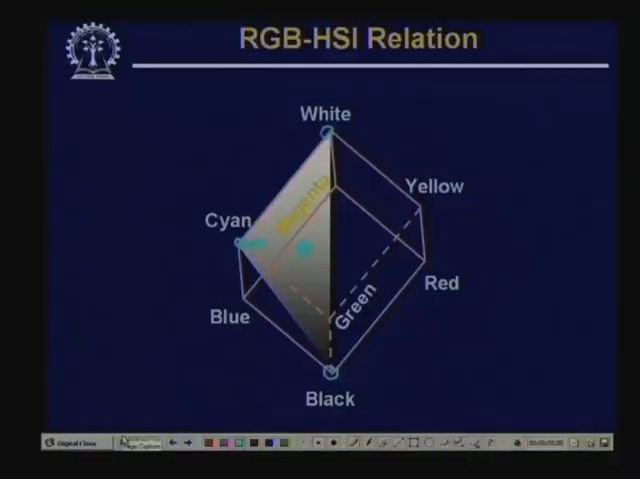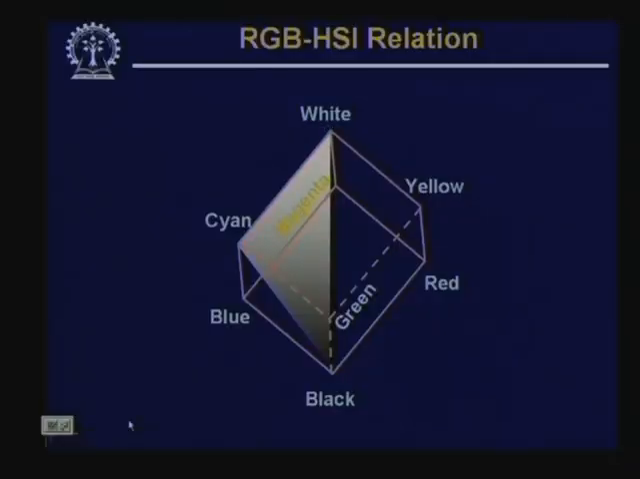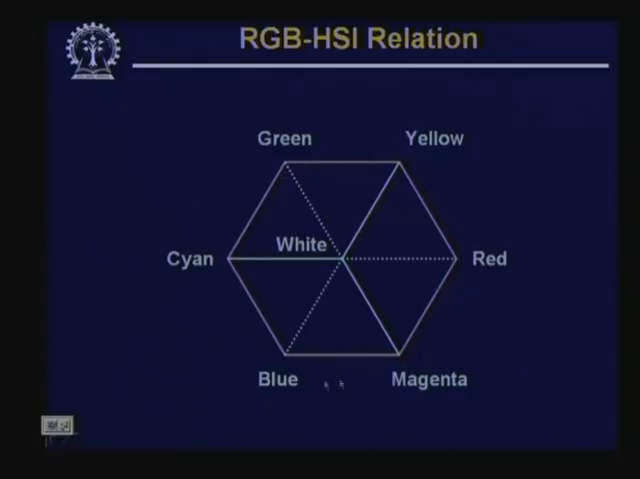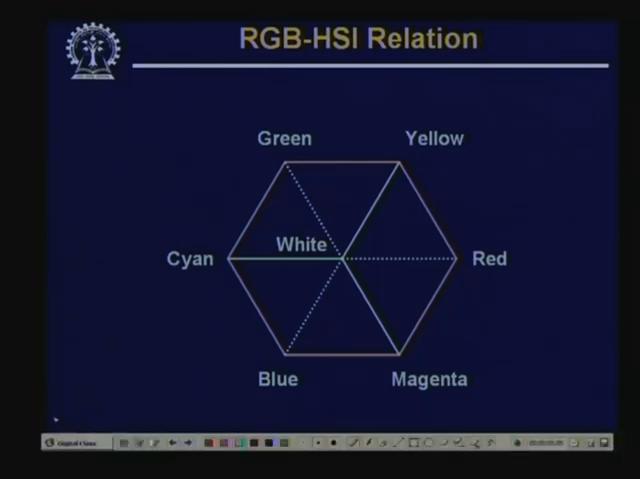Now, in order to do that, what we do is like this. Suppose I take the projection of this RGB cube on a plane which is perpendicular to the intensity axis. Then the different vertices of the cube will be projected on a hexagon as shown in this particular figure. The 2 vertices corresponding to white and black will be projected at the center of the hexagon. So, this point will be the projected point for both white and black.